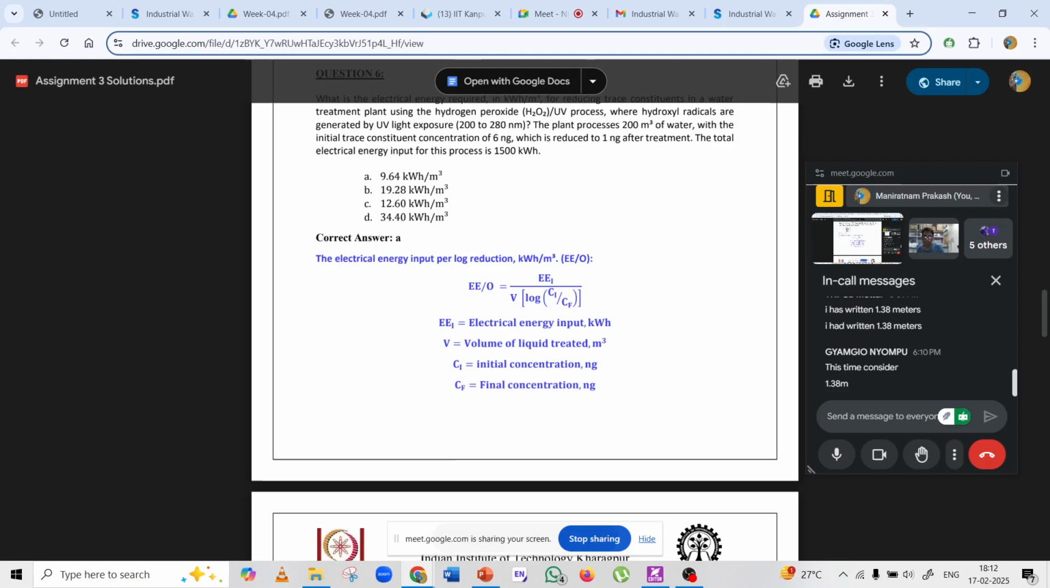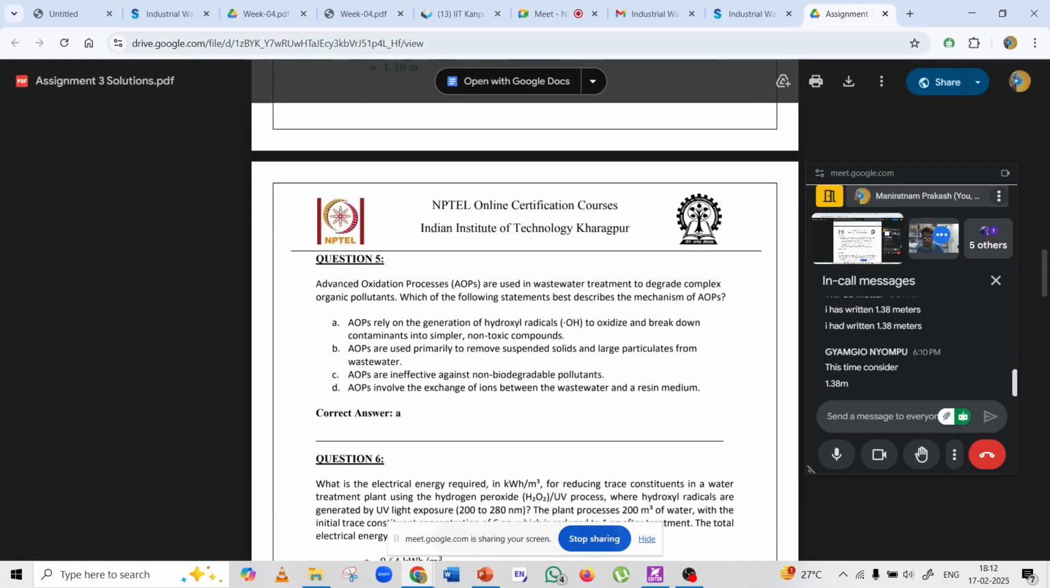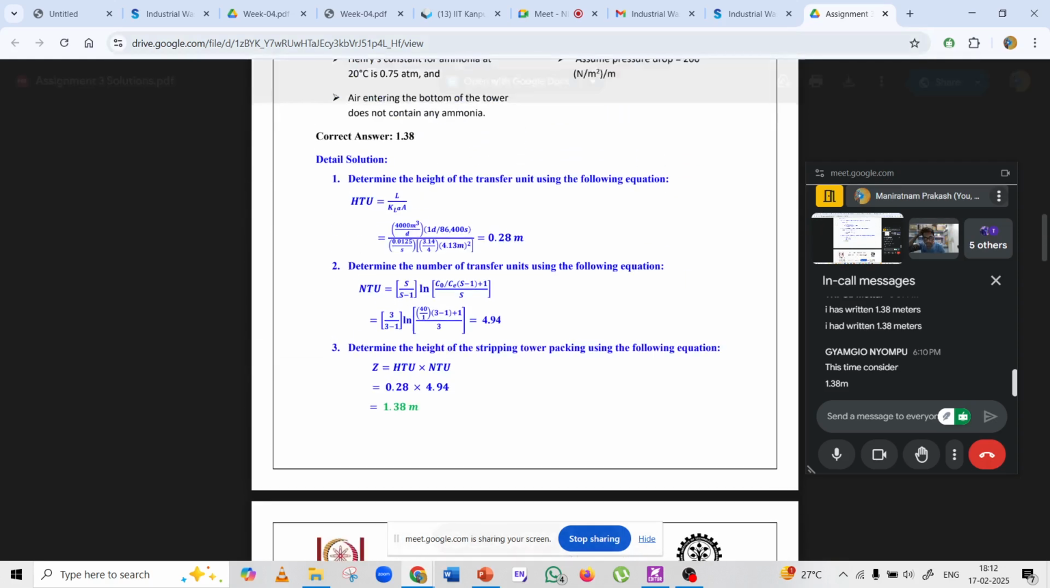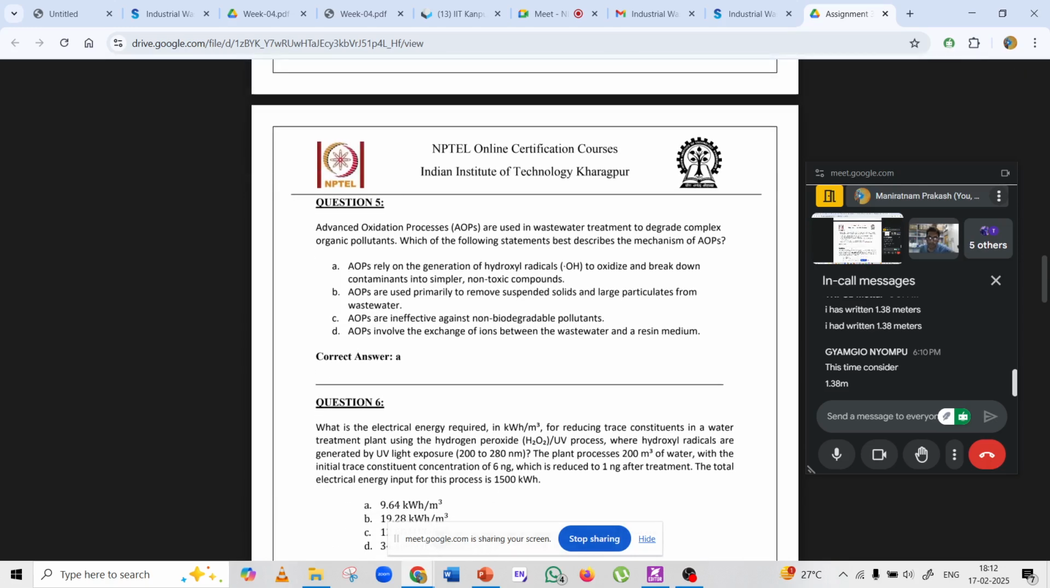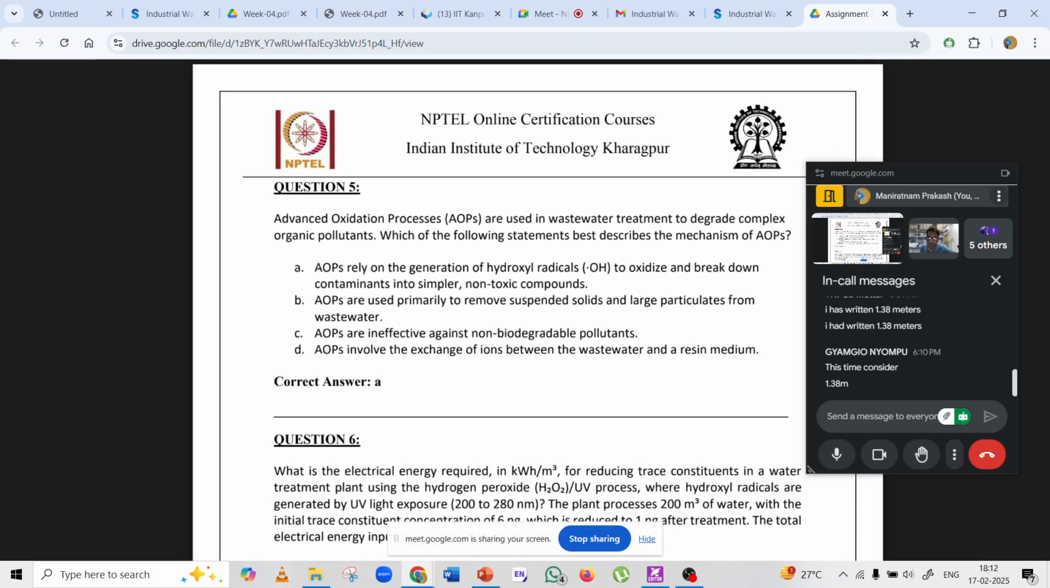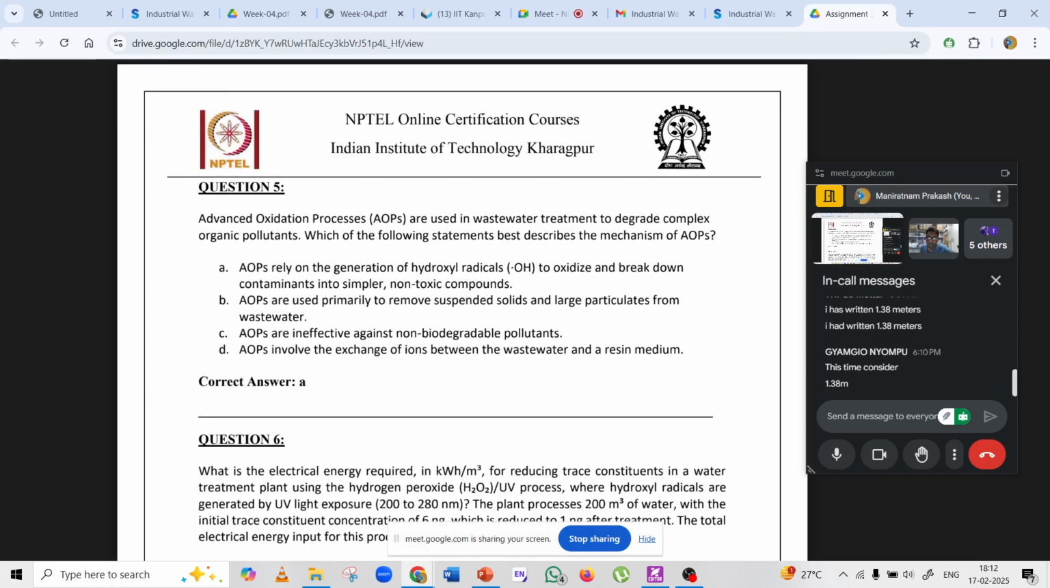Okay, for question number 5. Now we discussed question number 4. Can you go to question number 5? Here the answer is A, but in the question sheet they had marked D. The question asks: when wastewater treatment grade five control is applied, which of the following statements describes the mechanism? But which option do they consider correct? D. Sir, A is correct.